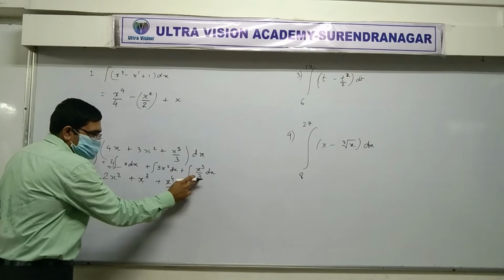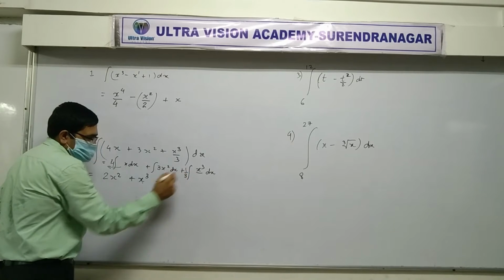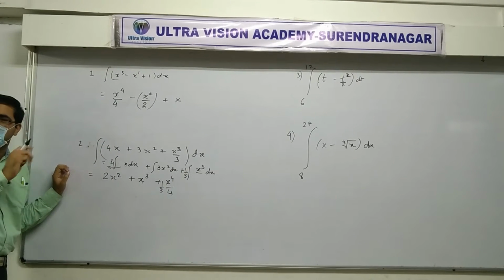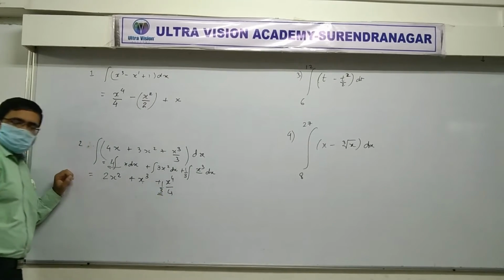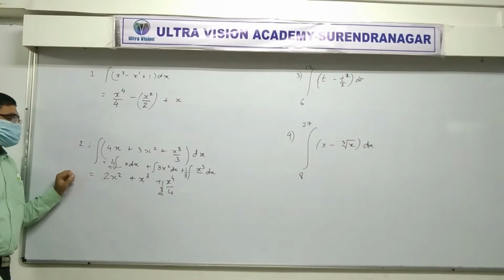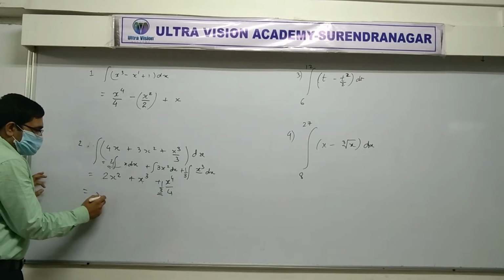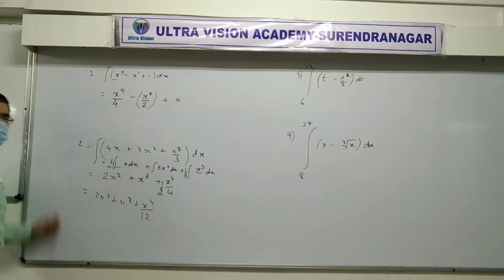That's because this 3 is there, isn't it? So when you kick the 3 out, this 3 will still remain waiting for you. So now 3 times 4 is 12. Those who got 4 here, you have forgotten this 3. Fine. Correct answer. So the final answer will be 2x squared plus x cubed plus x raised to 4 divided by 12. Understood? Okay or not okay?